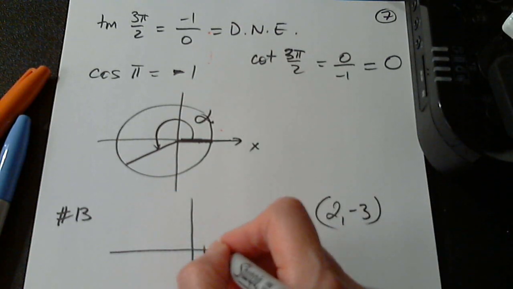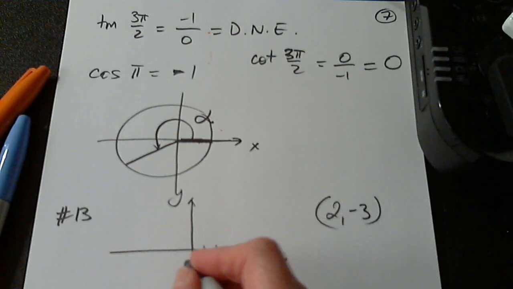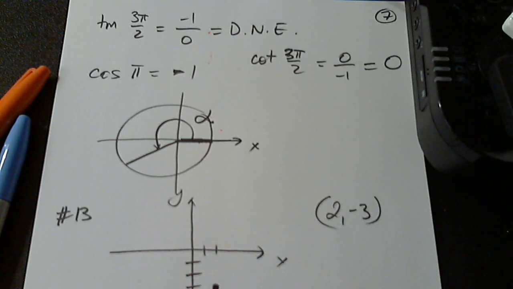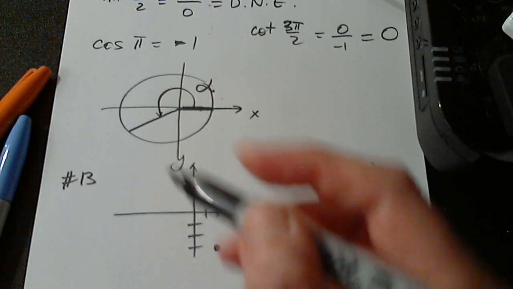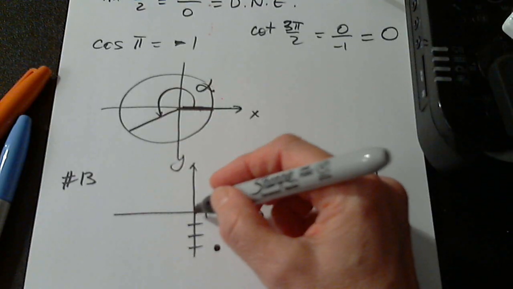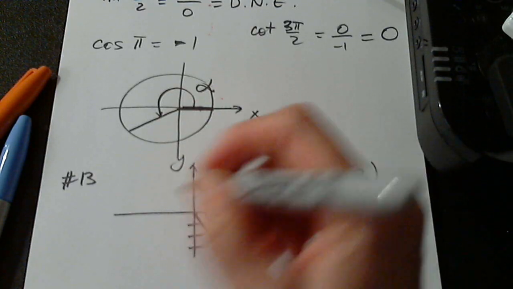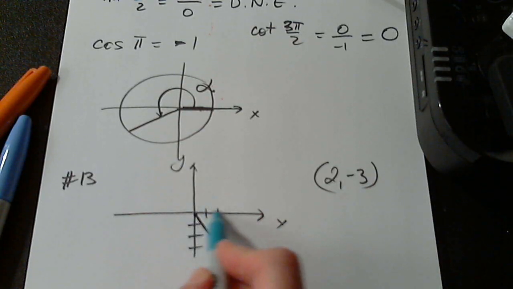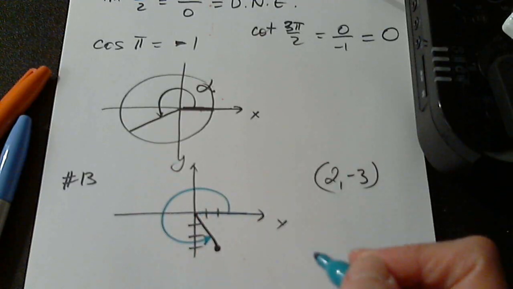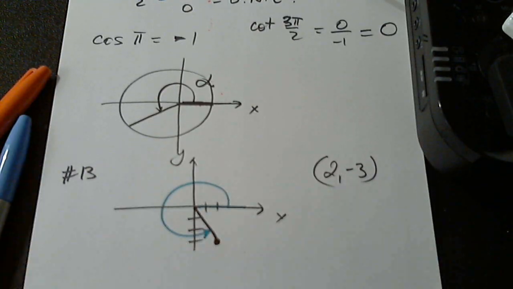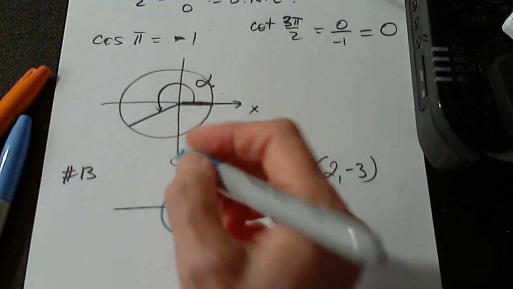So 2 for x, negative 3 for y, this is the point. I'm going to connect the origin to the point. The angle is in the standard position, which means it starts here and it ends here. So this is the angle. Now, they didn't tell us whether it's a positive or a negative angle. Find the exact value, so it's clear, of each of the 6 trigonometric functions of theta. Okay, fine. So this is our angle theta.